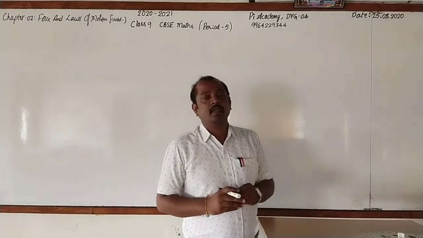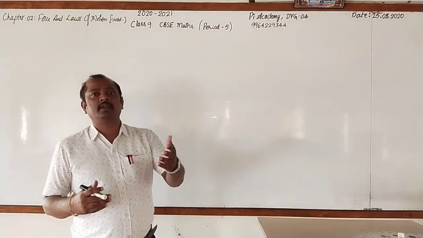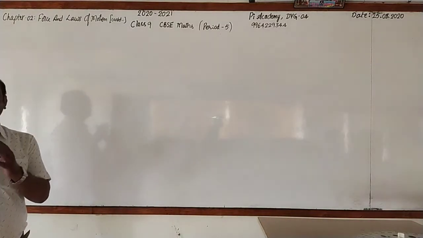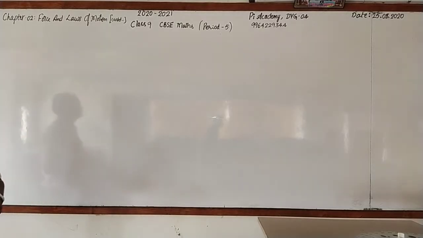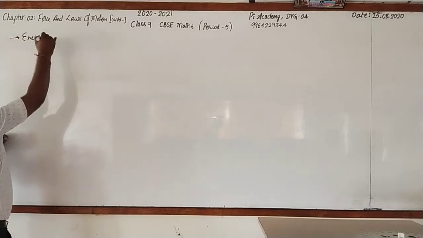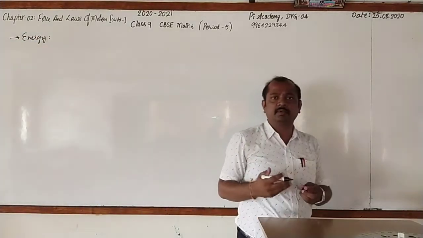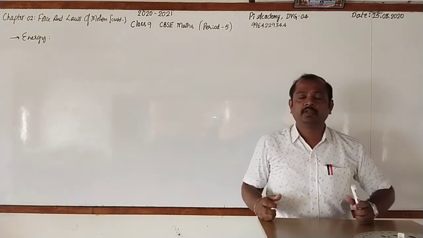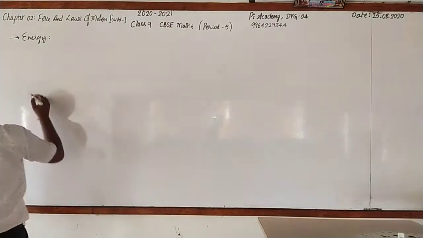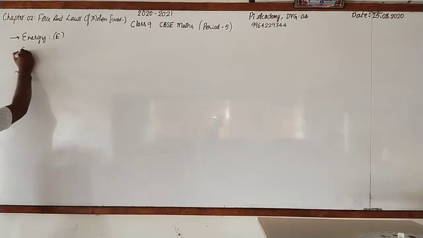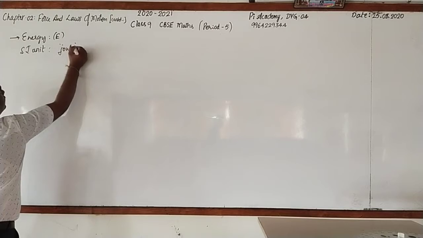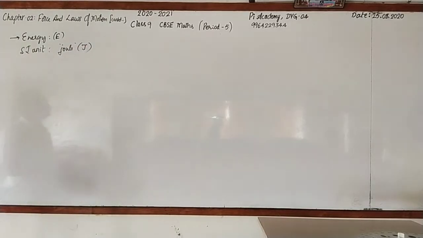Just know this one. And before going to learn the concept related to momentum, let us recall an important concept called energy, which we have already discussed in our previous classes, right? How do you define energy? It is the capacity of a body, the capability of doing work. The capacity to do work is called energy, and energy is denoted by the symbol E. Its SI unit is joule, and the symbolic representation is capital J.